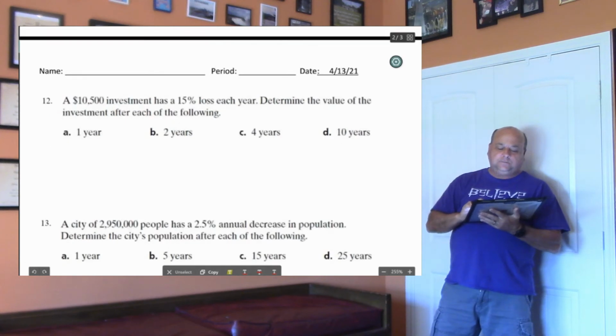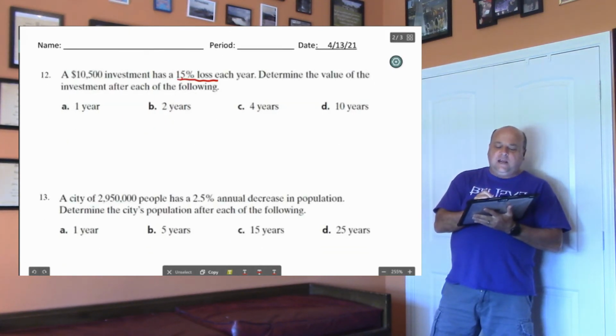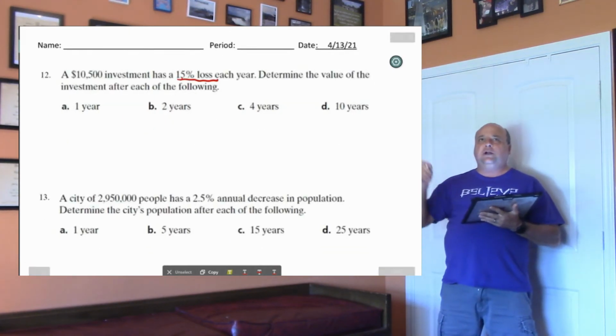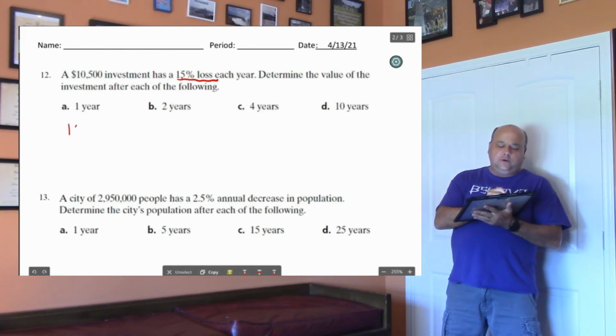Let's turn the page. A 15% loss. If it's a loss, we're going to do 100 minus 15, which is 85%, and that's going to be 0.85.